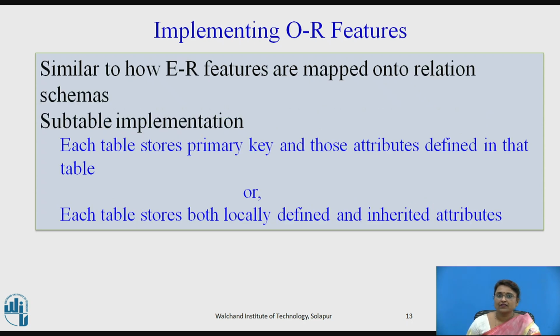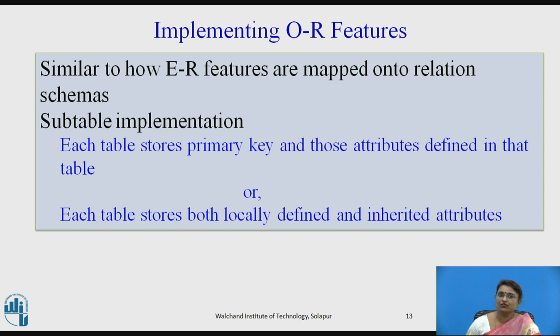Let us see how the object relational features are implemented. Basically these are similar to the ER features. Normal entity relationship features are there. These are mapped with the relational schema. What is the major advantage here?